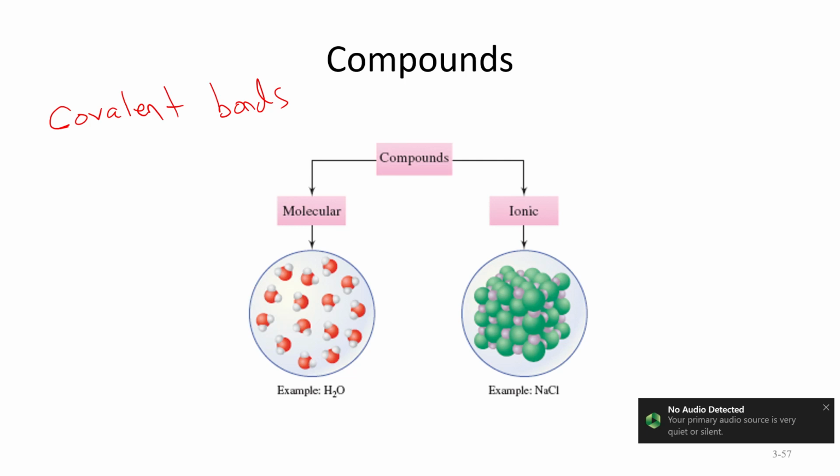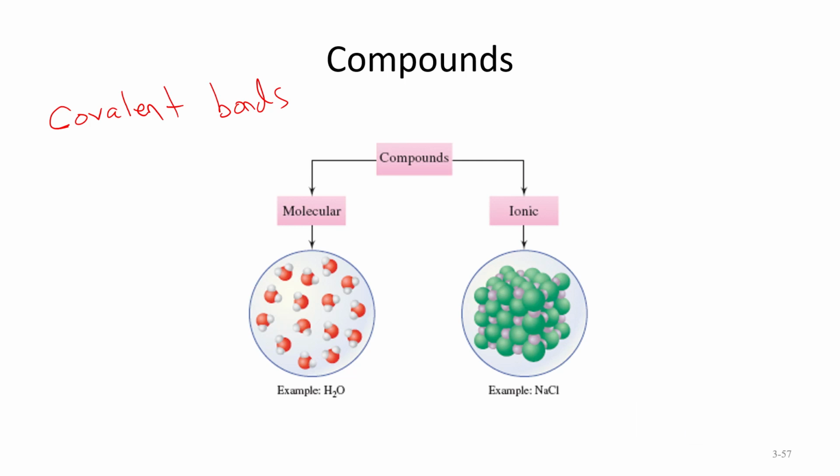And covalent bonds refers to a type of bond that's formed when there is a sharing of electrons between neighboring atoms. So instead of one atom giving up electrons and the other one taking the electrons, there's an equal sharing of electrons.